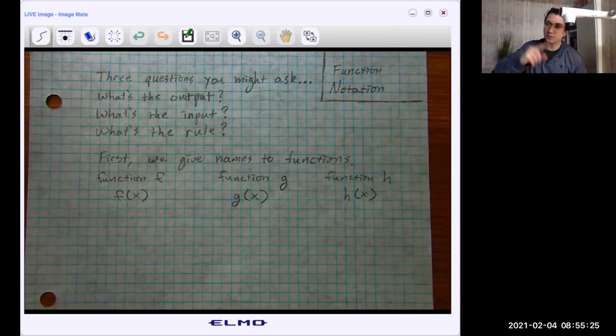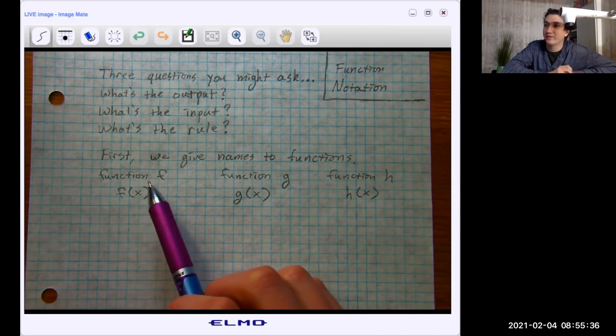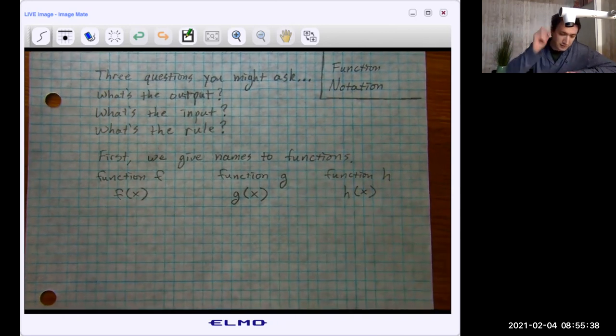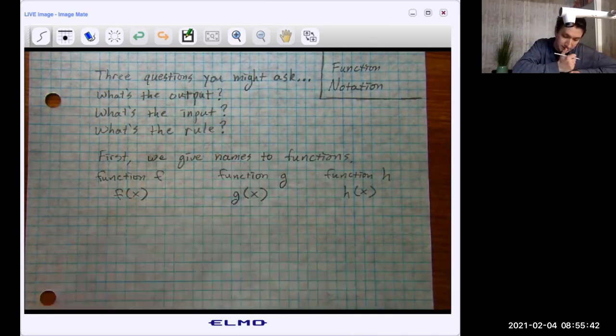So this is where algebra students get caught up a lot, is they forget what this means. When we just write it like that, you have to remember that means function f. Or this is how you would read it. Actually, no, I'm going to leave it like that. Okay, so those are the names we give to functions.